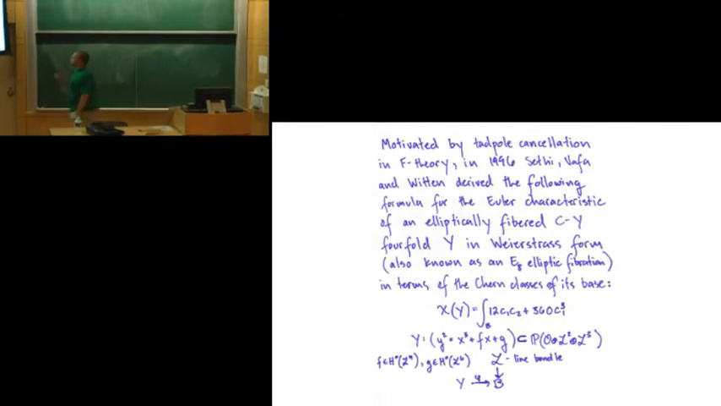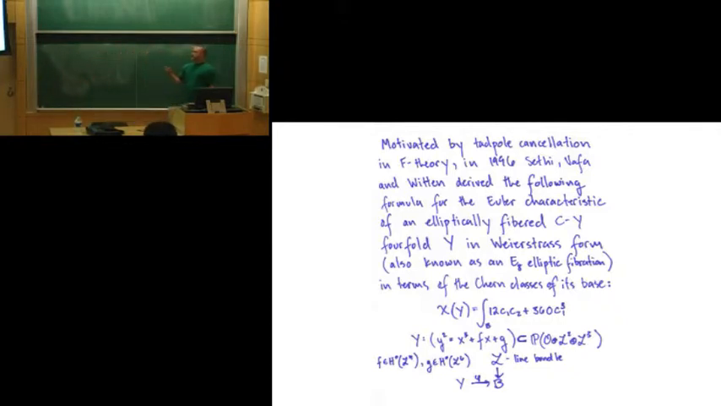Okay, and I'll start out with a little bit of motivation. Motivated by tadpole cancellation in F-theory, in 1996, Sethi, Vafa, and Witten derived the following formula for the Euler characteristic of an elliptically fibered Calabi-Yau fourfold in Weierstrass form, also known as an E8 elliptic fibration, in terms of the Chern classes of its space.